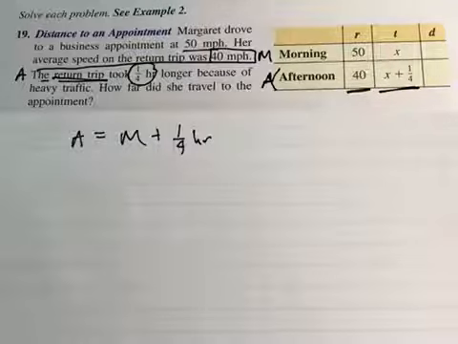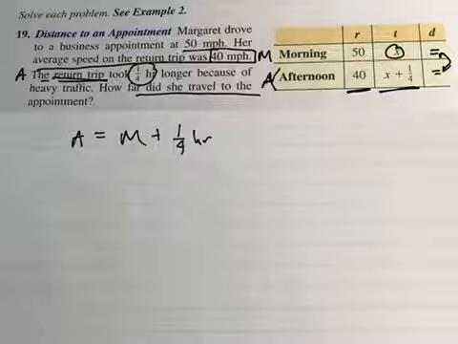So they're saying, how far did she travel to the appointment? Well, this is a little bit tricky if you've never done these problems before, but once you do a few of them, you're like, oh, that makes sense. These two distances are equal to each other, so you don't have to know what the distance is. You just have to know the time, which is X. So let's assume that the morning trip took X. The afternoon trip just took 1/4 more than that. And there's the two rates that we have.